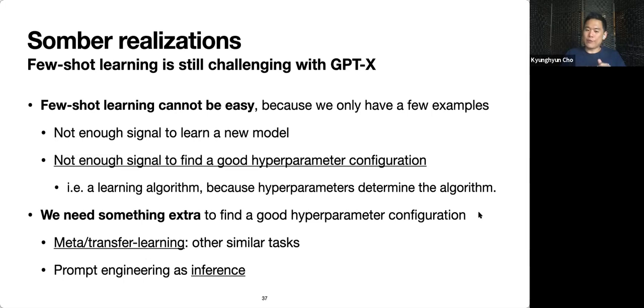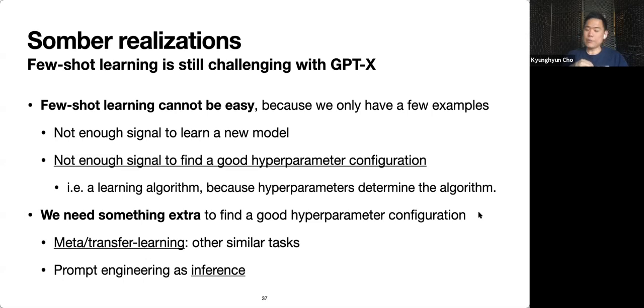not to mention to learn a new model, but even to find a good hyperparameter configuration. And this hyperparameter configuration actually corresponds exactly to finding a learning algorithm, because it defines or determines the algorithm. If you think about it, there are only a small number of examples. How are we supposed to search this gigantic space of algorithms? So few-shot learning just cannot be easy.